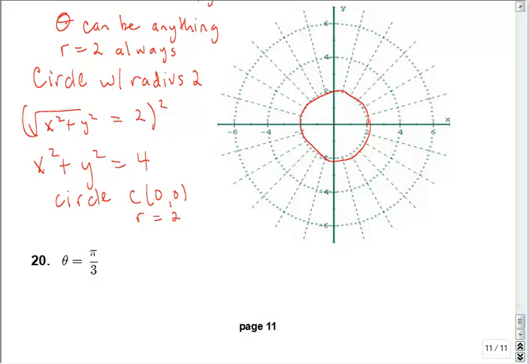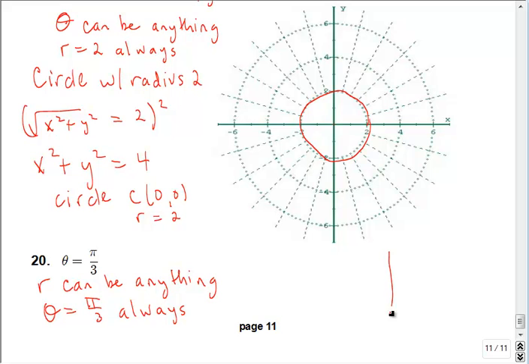Okay, the last example here is kind of the opposite of what we just did. This time there's only a theta showing up and there's no r. So that means that there's no restriction on r, and that means that r can be anything, any radius that you want. But there is a restriction on theta. Theta is always going to be pi over 3. So that's 60 degrees.